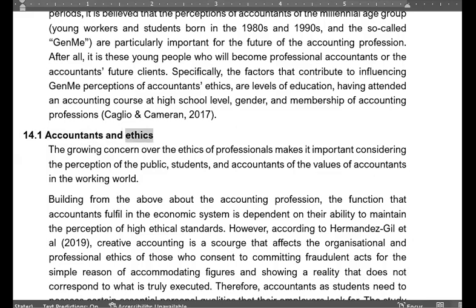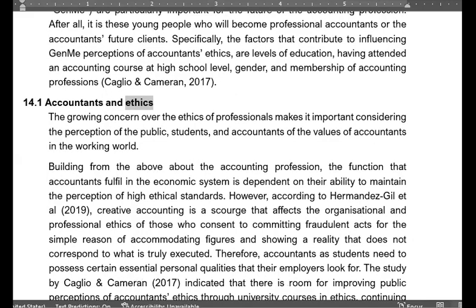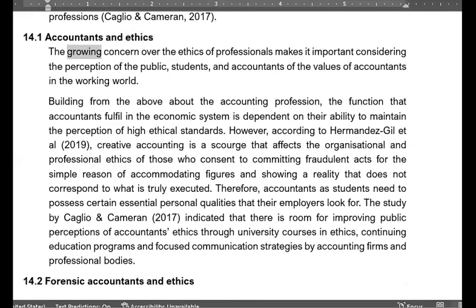Accountants and ethics. The growing concern over the ethics of professionals makes it important considering the perception of the public, students, and accountants of the values of accountants in the working world. Building from the above about the accounting profession, the function that accountants fulfill in the economic system is dependent on their ability to maintain the perception of high ethical standards.